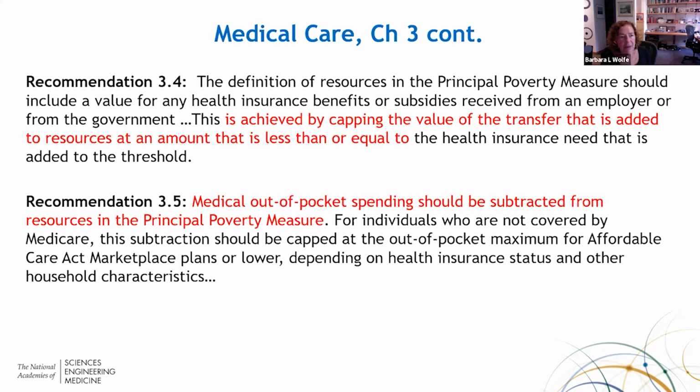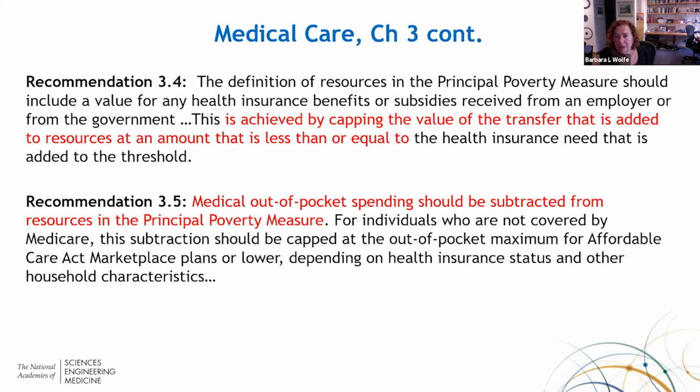Then the value that one gets from their employer would be set at that same benchmark plan value. But if individuals were paying part of the premium, that would be subtracted from the value to capture their actual situation in terms of how much they were contributing to their health insurance. Now, why is this an improvement?